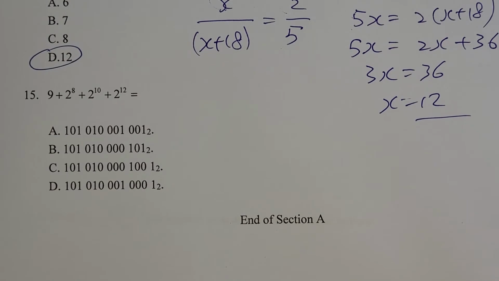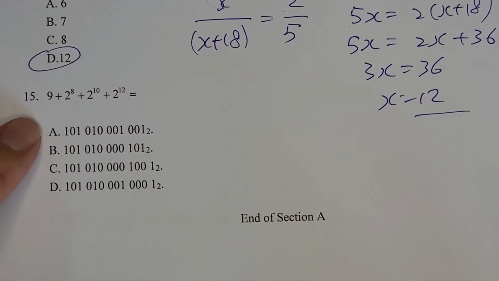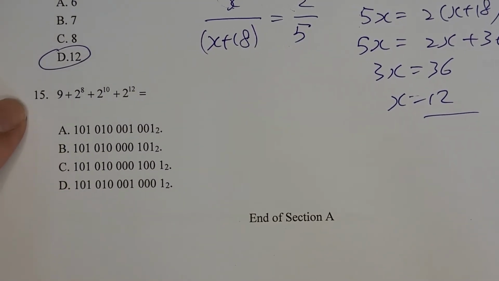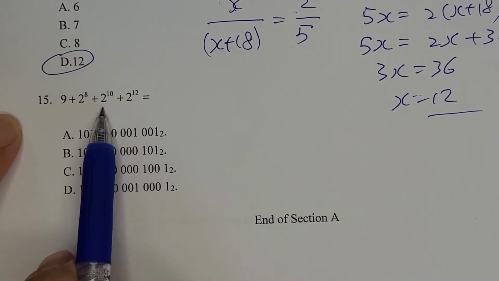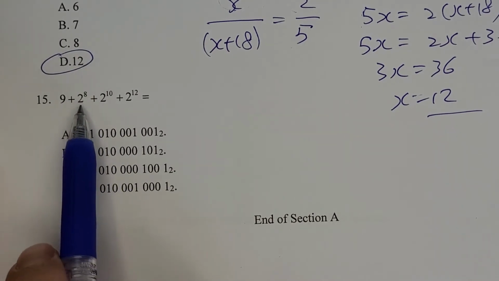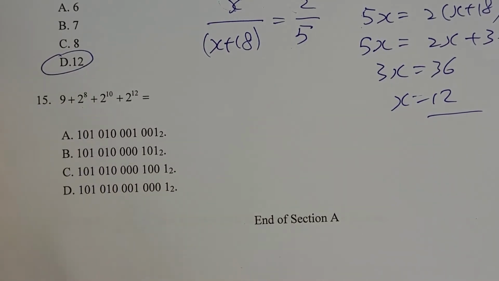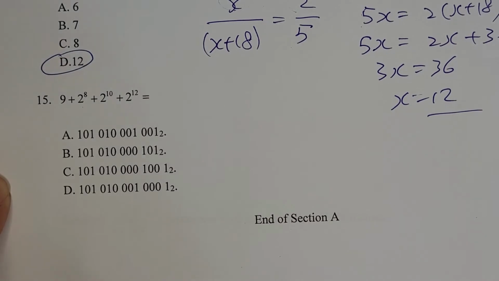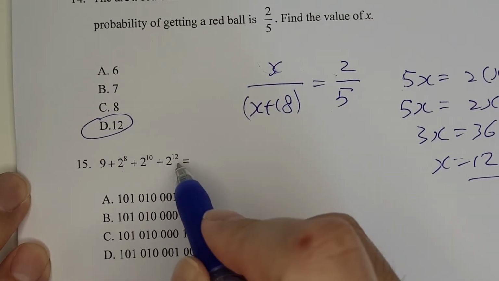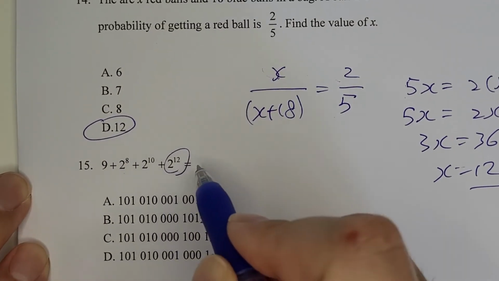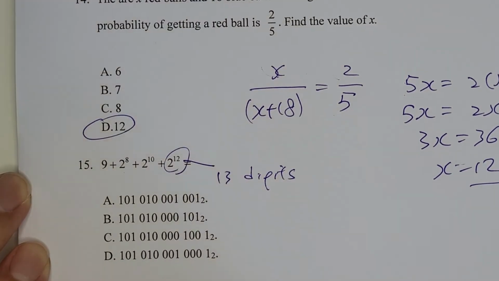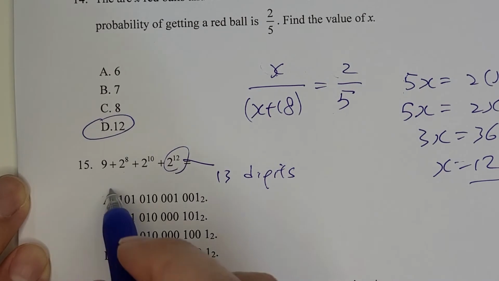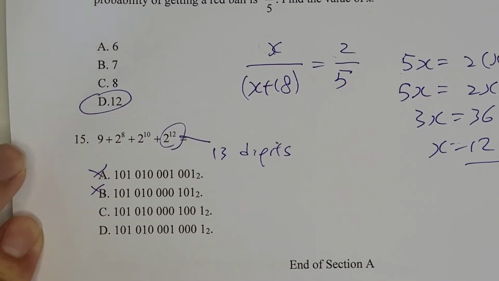And go to question number 15. There's a change of base question: 2 to the power 12 plus 2 to the power 10 plus 2 to the power 8 plus 9. So what do we do? For the maximum power of 12, that means the number has 13 digits. Therefore, A and B are not the answer. Just pay attention to C.